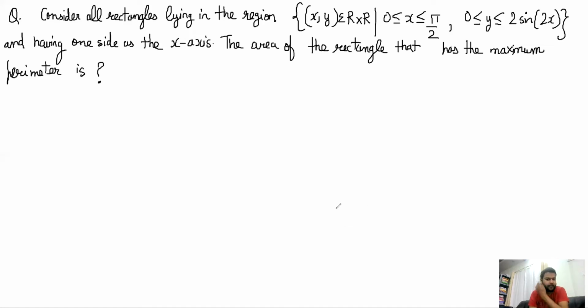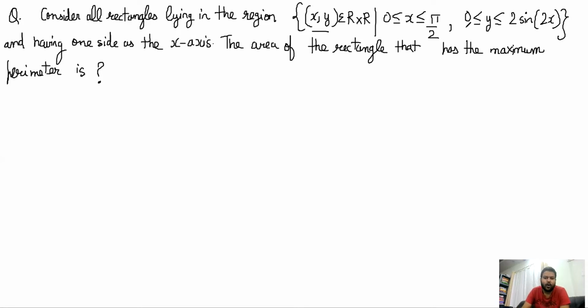Hi. So we have this question. It says, consider all rectangles lying in the region (x, y) belongs to R cross R, 0 is less than x is less than or equal to pi by 2, and 0 is less than or equal to y less than or equal to 2 sine 2x, and having one side as the x-axis. So we are considering rectangles satisfying these conditions.